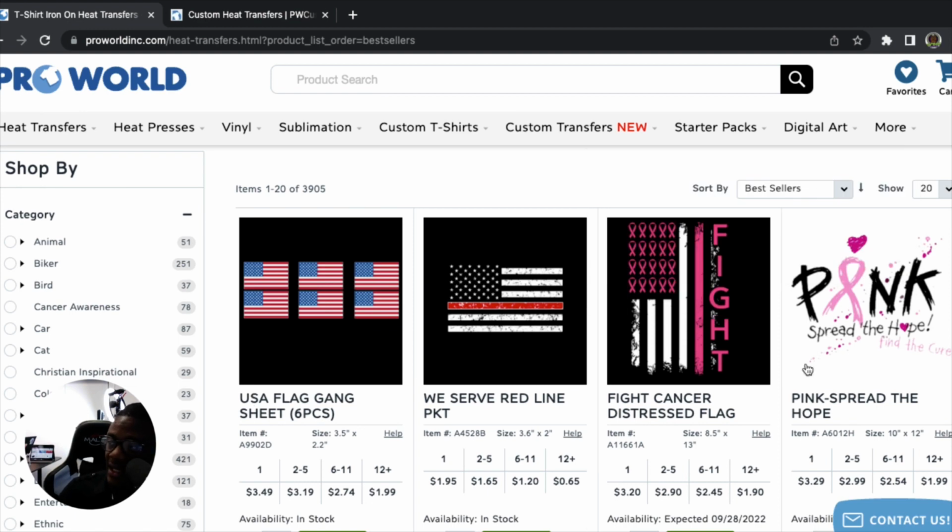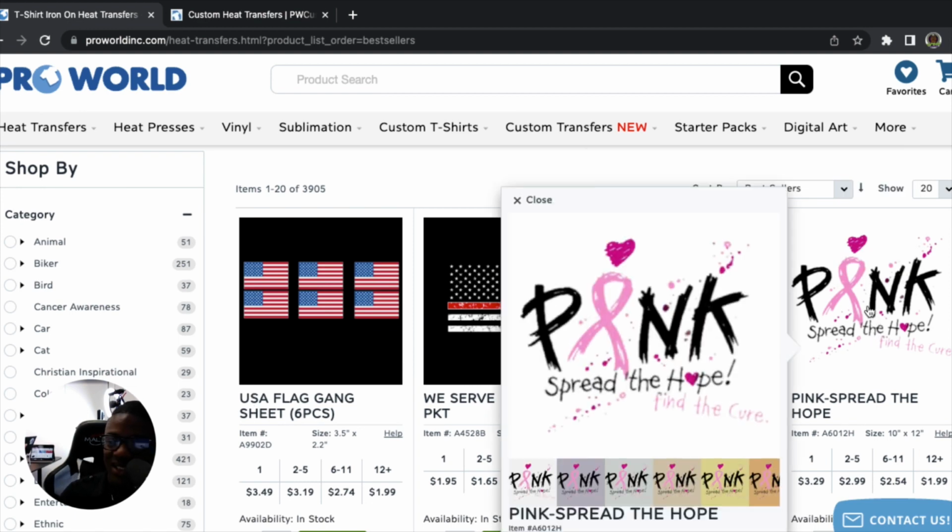You can go to these bestseller graphic ones here and swap through these and find transfers that are ready to print. Like this pink one right here, we're getting into breast cancer month. This is probably something you can use. I actually did something like this around that time, and I was using this design to go to vending events, right? I was selling shirts at the flea market using this stuff right here from ProWorld, y'all.